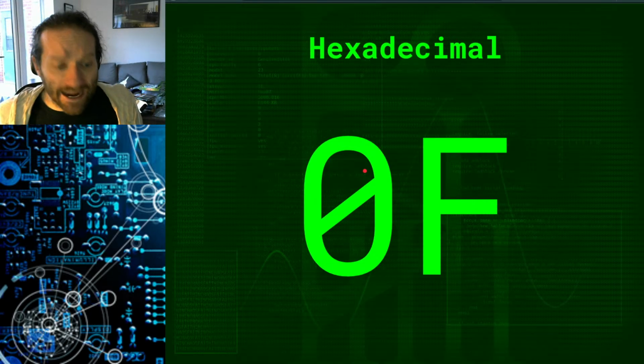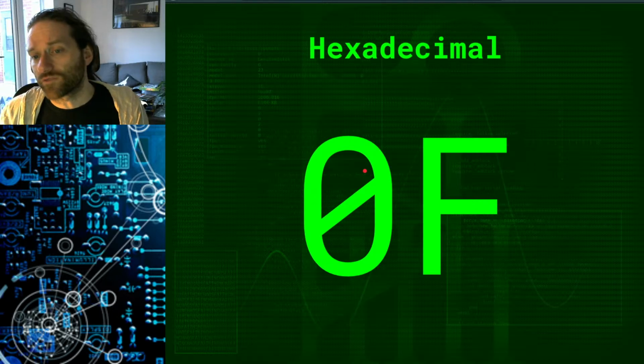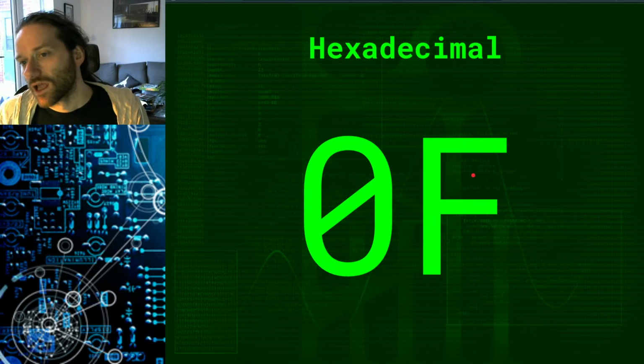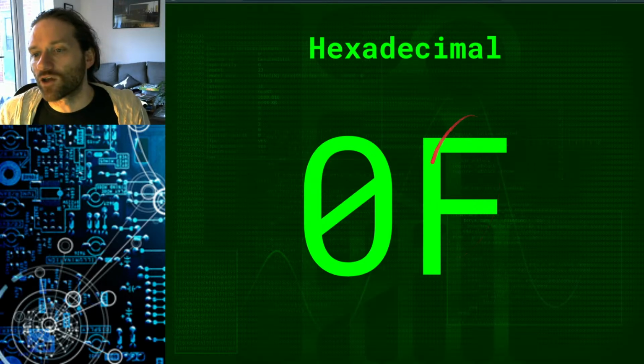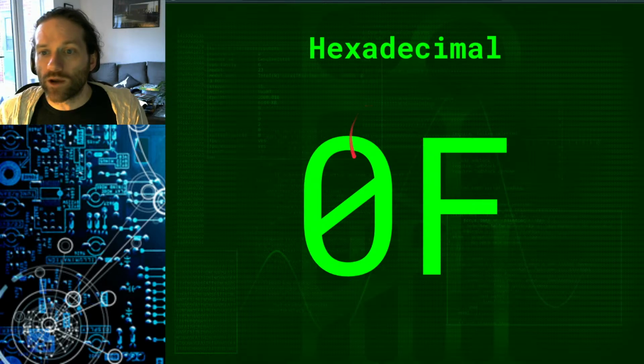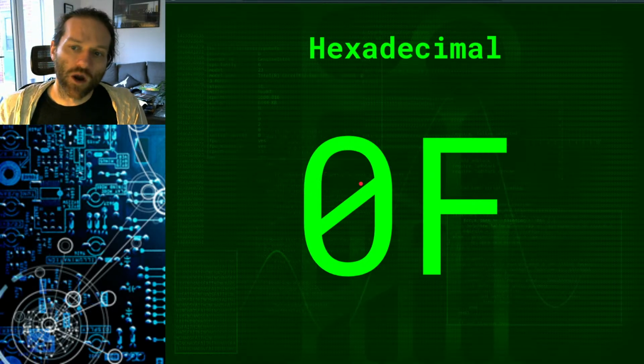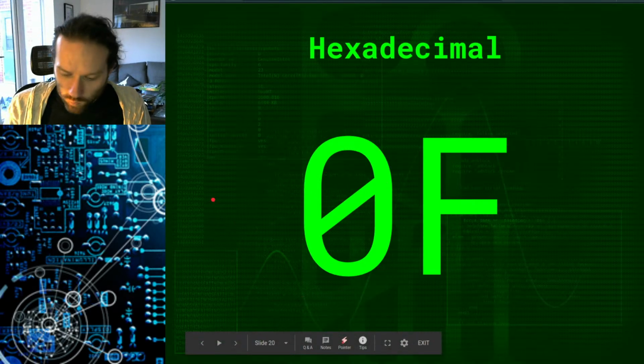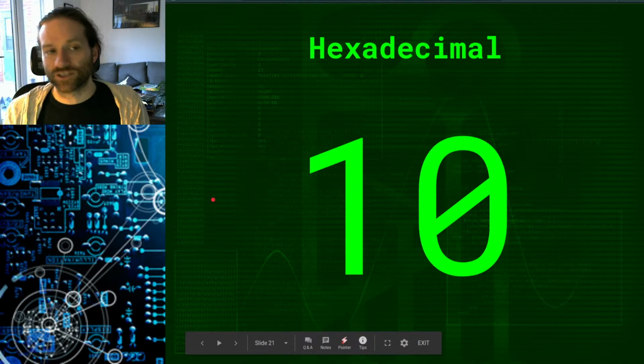And exactly the same principle is involved here as any numbering system. We have reached the maximum value that we can represent in a single digit. So what happens is, if we add another 1 onto here, this digit resets to 0, and we end up adding a 1 onto this next column along instead. So 0F plus 1 equals 10.